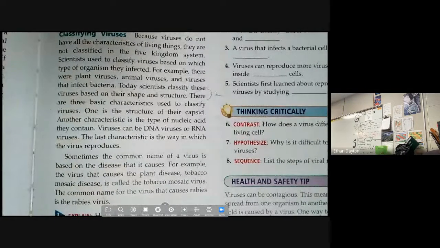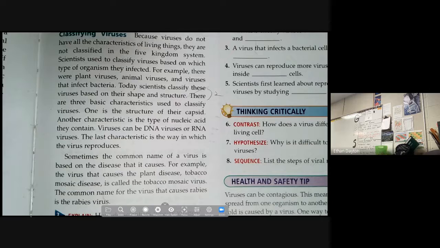Because viruses do not have all the characteristics of living things, they are not classified in the 5-kingdom system. We talk about the 6-kingdom system. Scientists used to classify viruses based on the type of organism they infected. For example, there were plant viruses, animal viruses, viruses that infect bacteria. Today, scientists classify these viruses based on their shape and structure, hence the coronavirus, right? Coronavirus is based on its shape, okay? And other ones that are similar to it are based on their shape, okay?